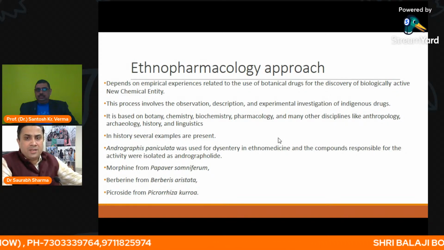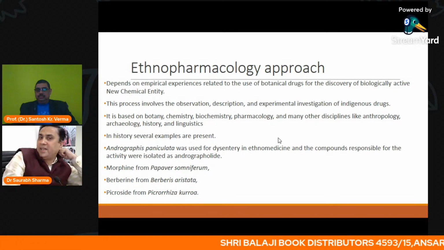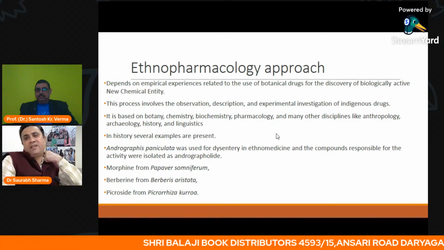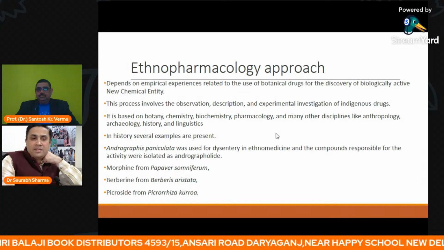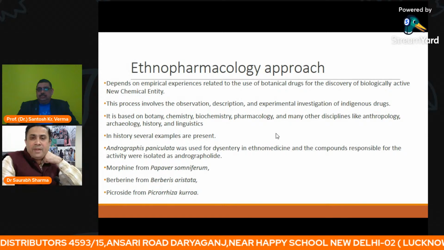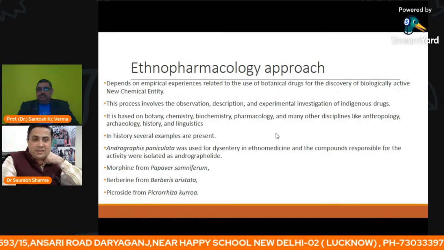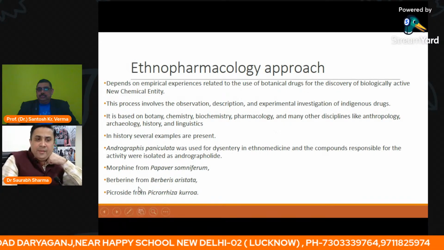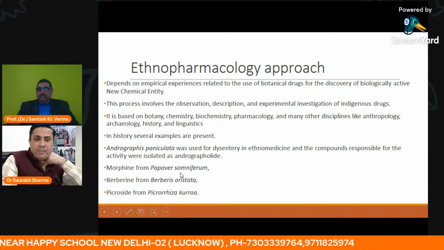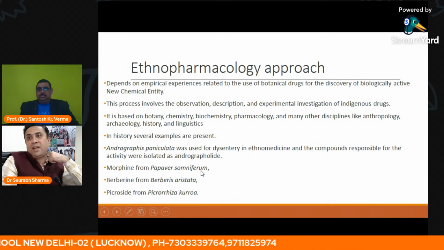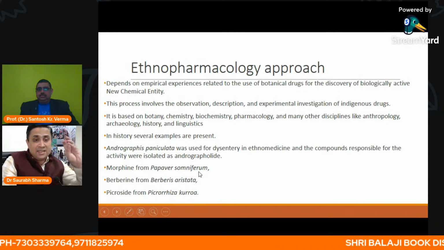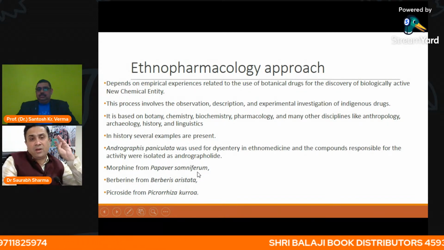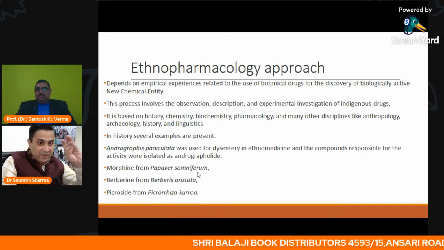Then the ethnopharmacology approach depends on empirical experiences related to the use of botanical drugs for the discovery of biologically active new chemical entities. This process involves the observation, description, and experimental investigation of indigenous drugs. Like morphine from Papaver somniferum. Now, morphine and opium derivatives, you know about them, are used for analgesic effect. They are used for anesthetic effect also.